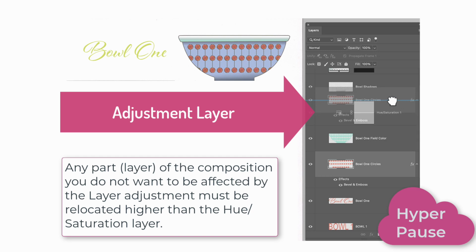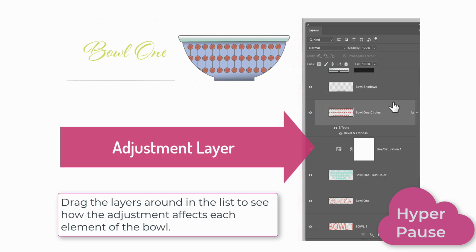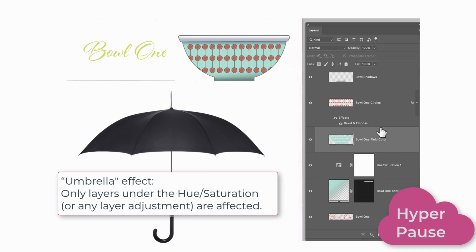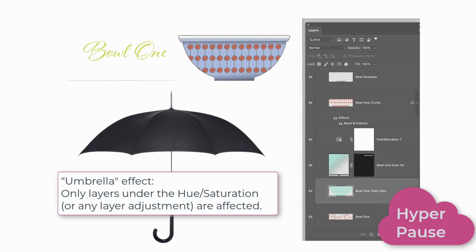So, if you do not want the decorative circles on the bowl to be affected by the color adjustment, you must reorder the layers. Drag the circle layer above the adjustment effect layer. Notice that only the layers located below the adjustment layer will be affected by the new color wash adjustment.